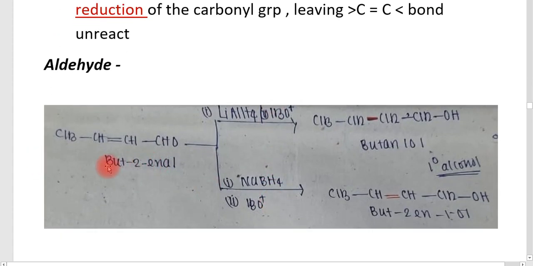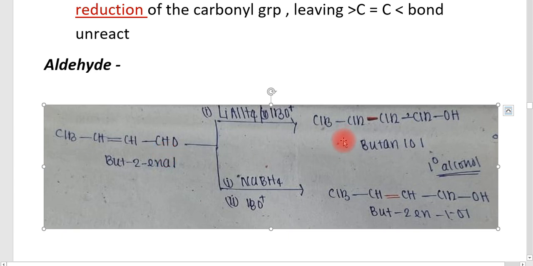If you are considering an example, this is an aldehyde, CH3CH double bond CH and CHO. Here this molecule consists of a double bond and a functional group C double bond O. Here, by using lithium aluminum hydride, it reduces both the double bond and the C double bond O.